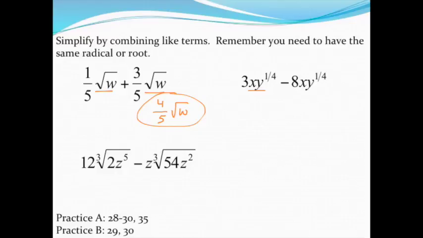Next up, once again, I have the same exact combination of variables and exponents, same radicals, same everything. All that's different is the coefficients. Both have x times y to the 1/4 power. In that case, I can just subtract coefficients. 3 minus 8 gets me -5. And once again, that piece at the end will not change. So -5 xy to the 1/4 power.